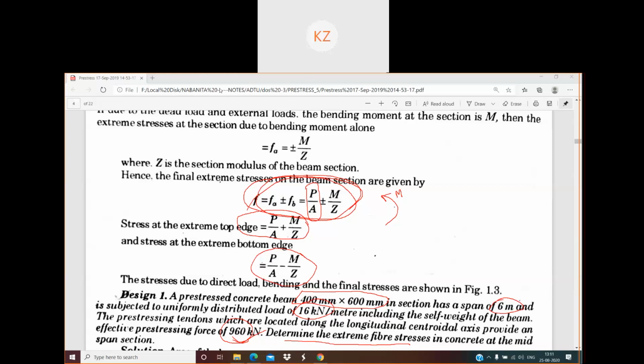Yes, ma'am. Bending moment. How have you done it? By using W L square by 8. Yes, you're correct. Thank you, ma'am. W L square by 8, and how much did you get? 72 kilonewton meter. She is correct. And the section modulus Z. Somebody calculate the section modulus.